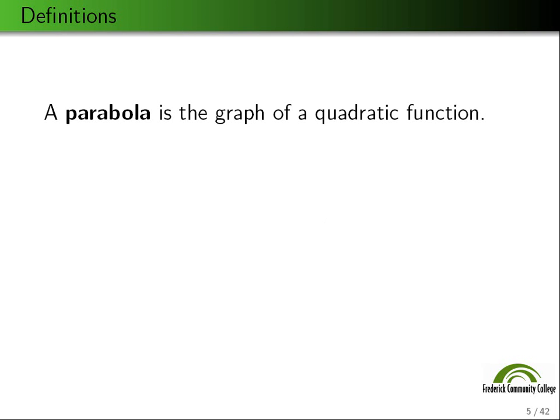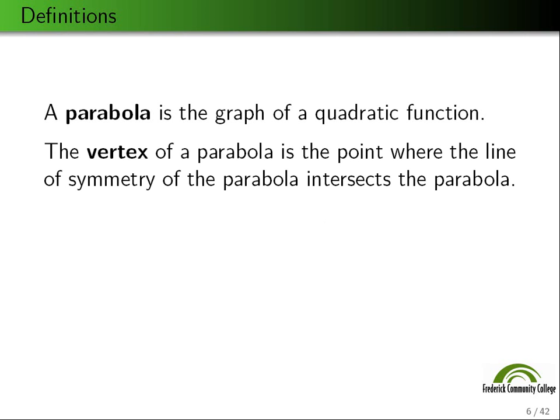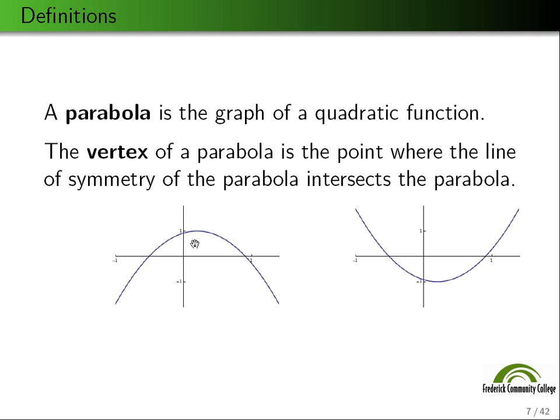A parabola is the graph of a quadratic function, and the vertex of a parabola is the point where the line of symmetry of the parabola intersects the parabola. So here's an example of two parabolas. Parabolas either open down, as this one does, or open up, as this one does. The line of symmetry is the line that splits these in half. And the point where the line of symmetry intersects the parabola, that is the vertex.